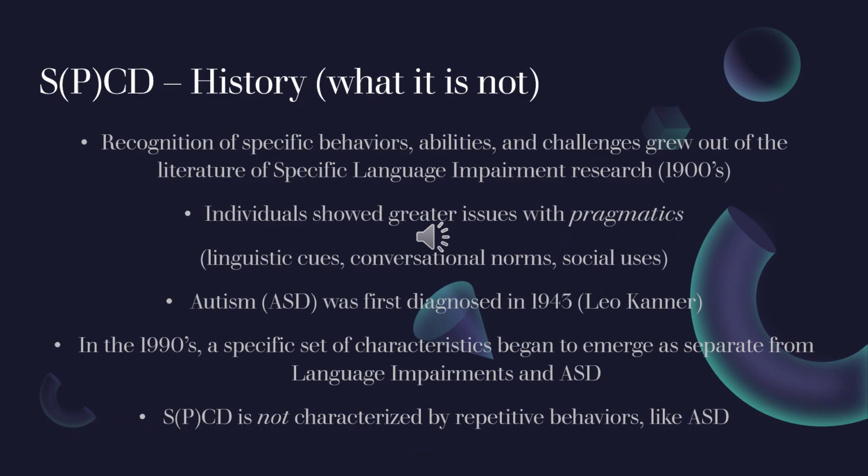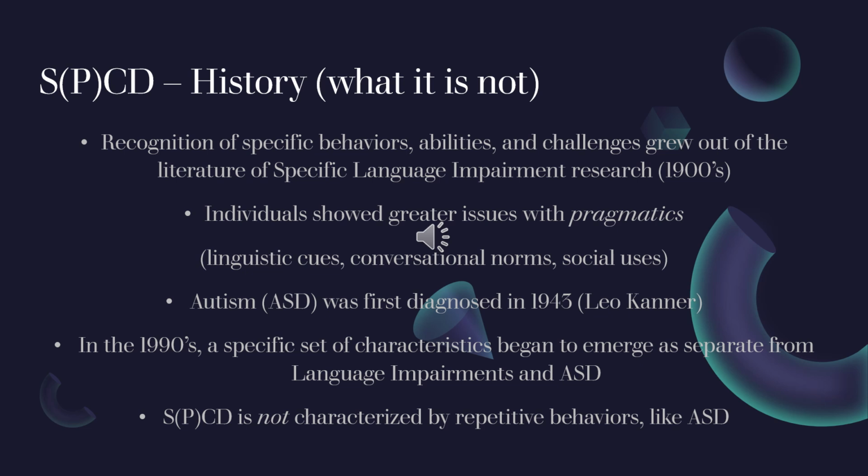The history of social pragmatic communication disorder and what it is not. Throughout the 1900s, within the language and research of specific language impairments, a subset of people with specific behaviors, abilities, and challenges started to emerge throughout the literature. These individuals were having greater issues specifically with pragmatics. That's going to be linguistic cues, conversational norms, and social uses.